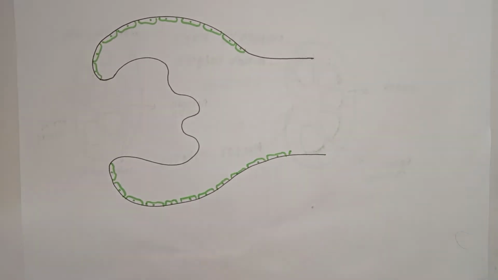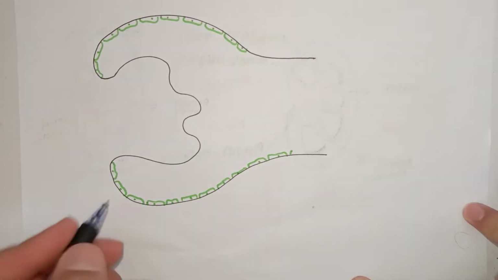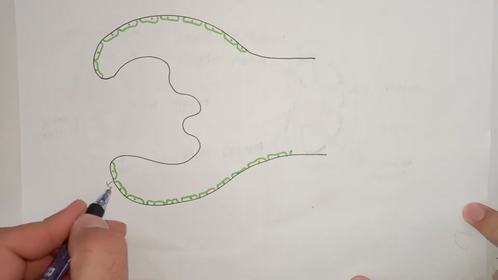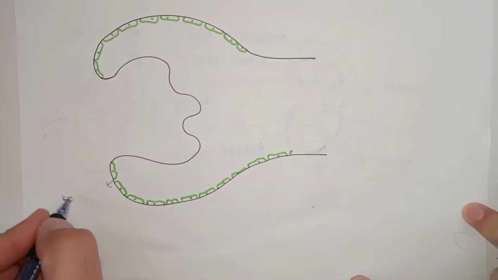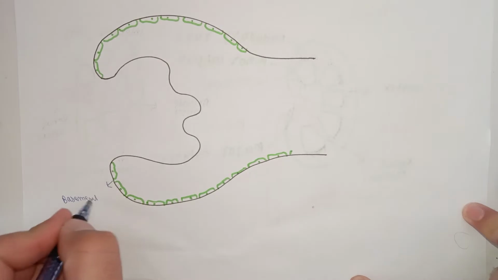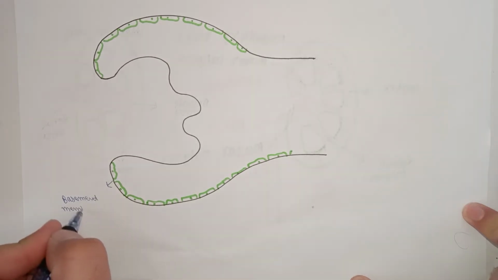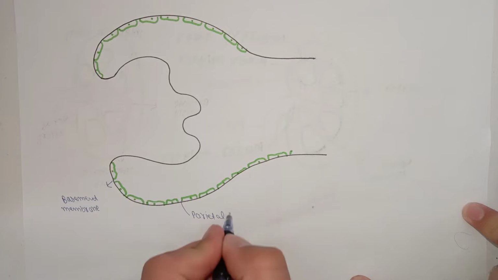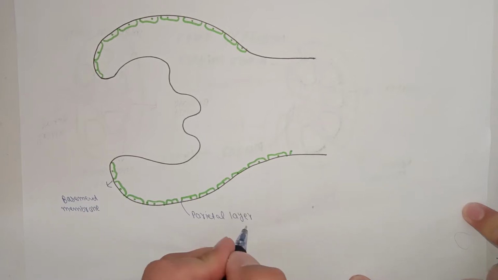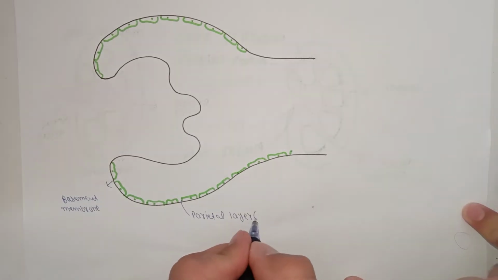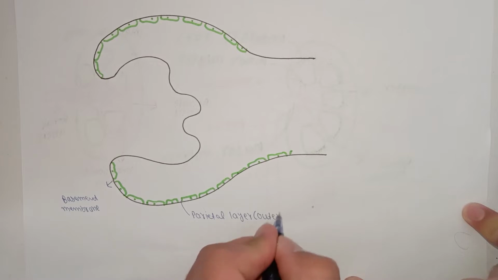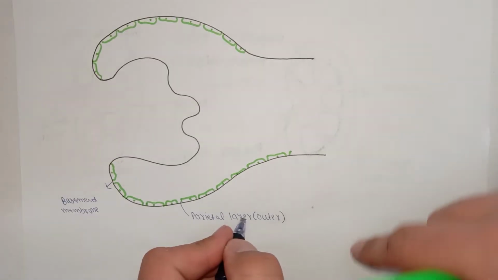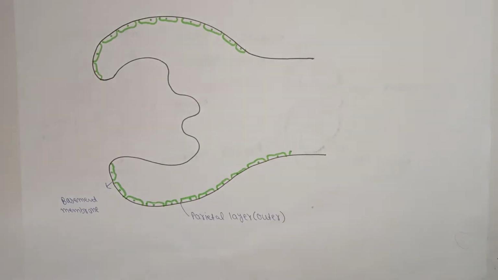So this is parietal, and this dark line represents the basement membrane. This layer is called the parietal layer, the outer cellular layer of the Bowman capsule.